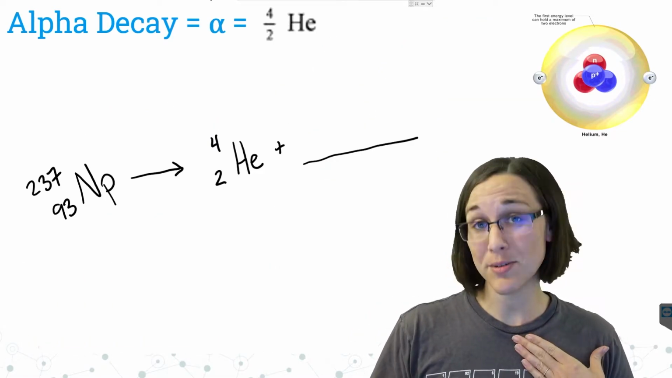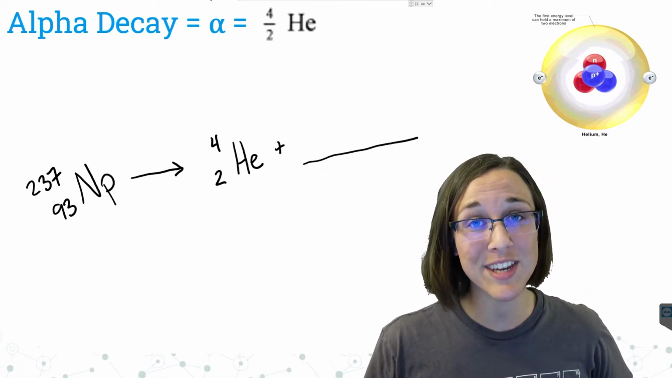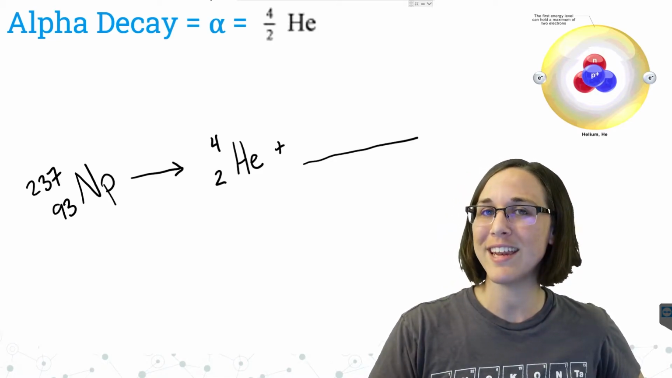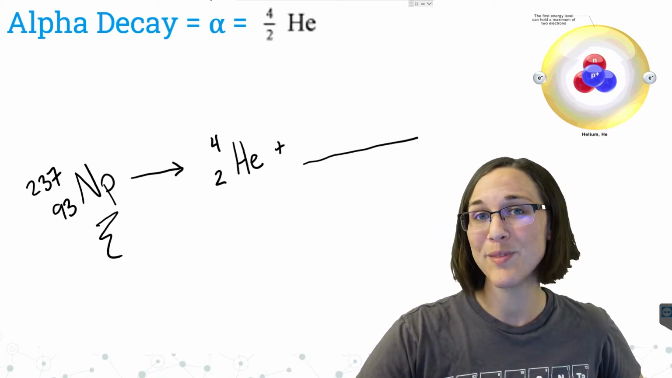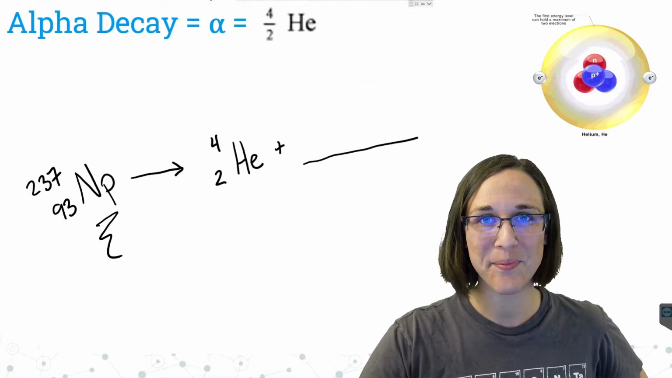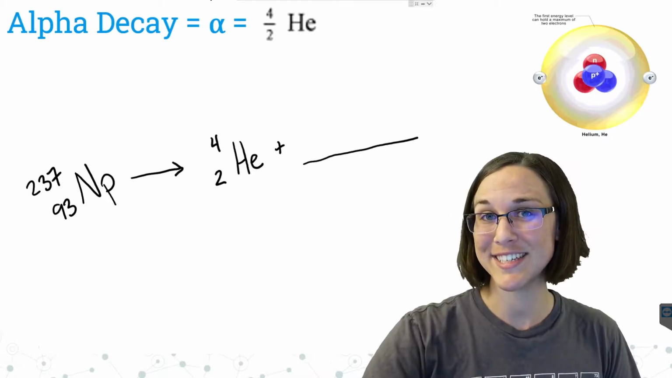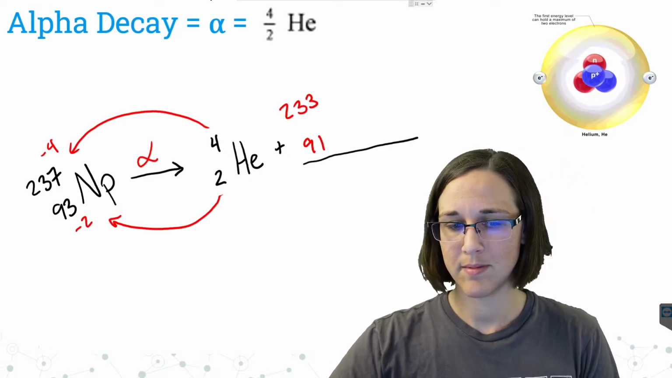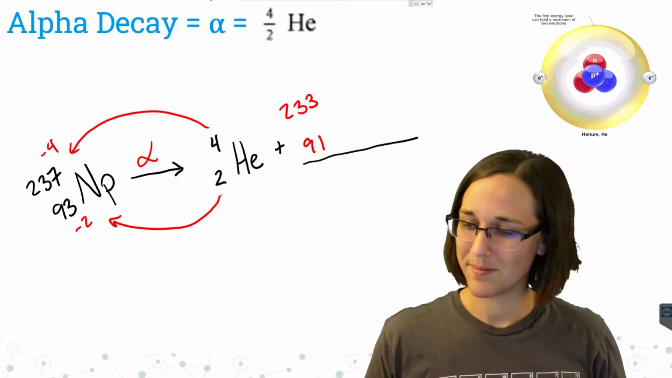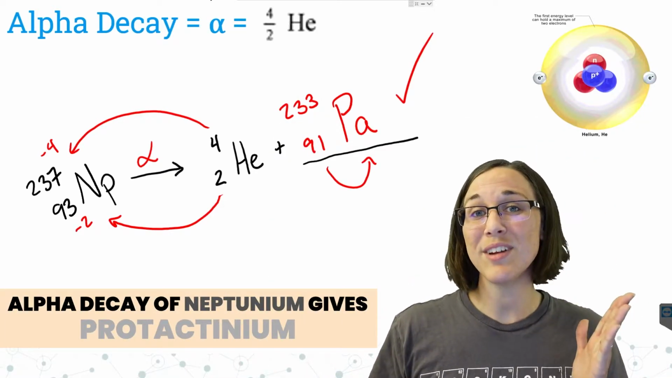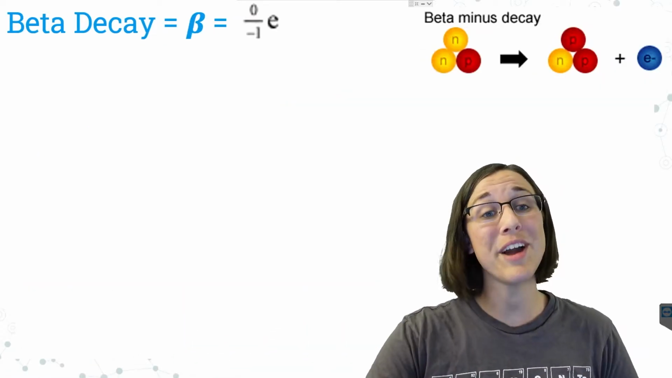Now that you've seen me do an alpha decay problem, go ahead and pause the video here and see if you can solve the alpha decay for neptunium. Ready? Go. Let's check your answer. We successfully created protactinium. Moving on to beta decay.